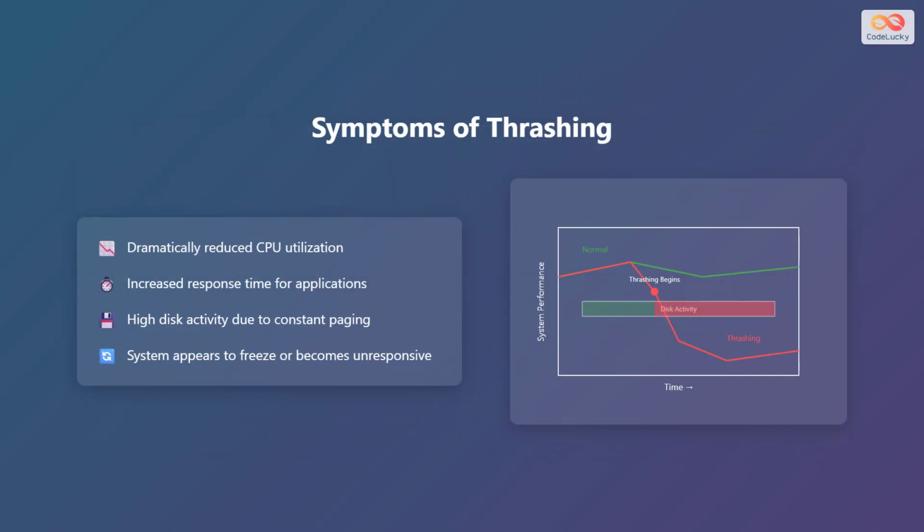Now let's discuss the symptoms of thrashing. A dramatically reduced CPU utilization is a primary indicator. You'll also notice an increased response time for applications, making the system feel slow. High disk activity occurs due to constant paging, as the system struggles to find the necessary pages on the disk. And the system may appear to freeze or become unresponsive as it is overburdened with page swapping.